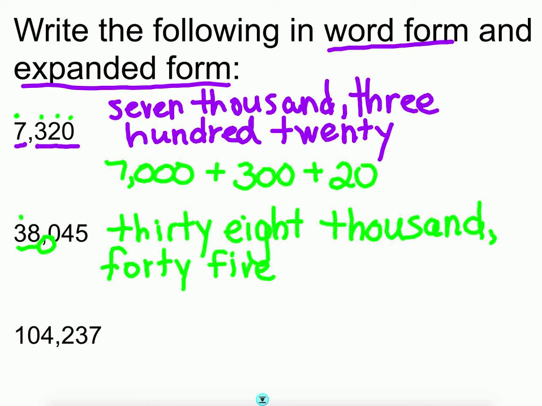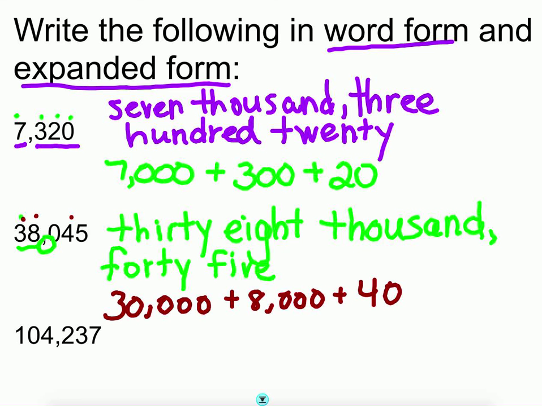Value of the 3, 30,000. Value of the 8, 8,000. Value of the 0, nothing. So I move on. Value of the 4, 40. Value of the 5 is 5. And there we have expanded form.